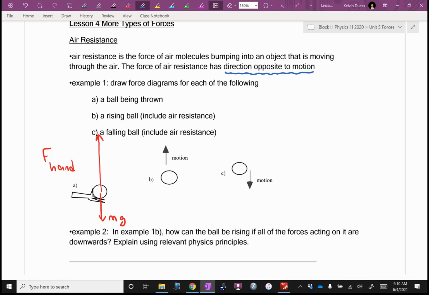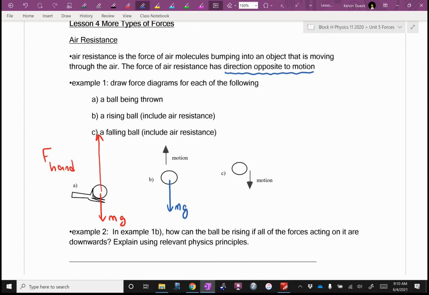There we go. Now, while it's in the air, on the way up, look up everyone, on the way up, not on the way down, on the way up, after it's left my hand. What are the forces acting on it? Get the obvious one. Okay, which way? What else? Well, it says in brackets to include air resistance.